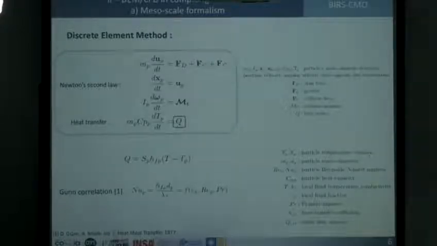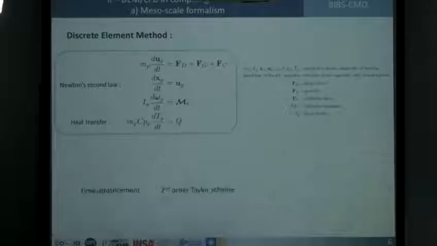Regarding the heat transfer, we only use the influence of the surrounding fluid on the particles. But then classically we use the Gunn correlation among others. And all of these equations are advanced using a second order Taylor scheme.